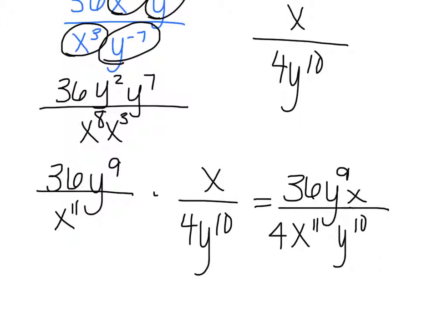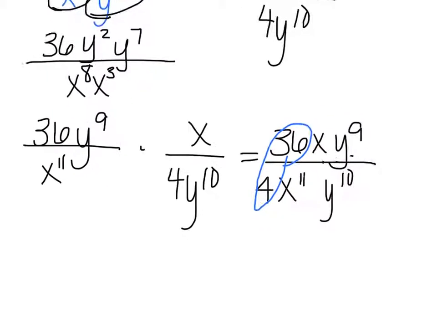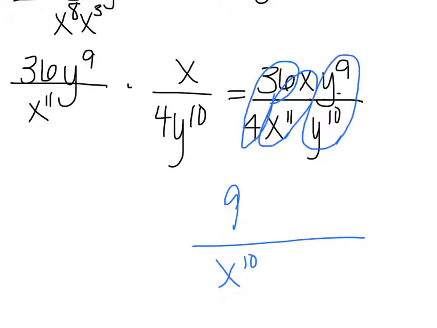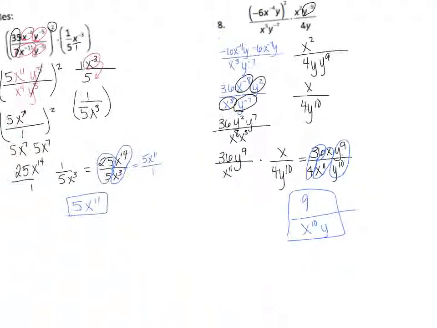Okay, so I'm going to rewrite this so the x's and y's are in the same order. Okay, so now I'm going to simplify. 36 over 4 is 9. X over x to the 11th, that's x to the 10th. And it will be in the bottom because the 11 is bigger. And y to the 9th over y to the 10th is just 1y, and that'll be in the bottom because the 10 is bigger. Alright, so there are your level 4s.